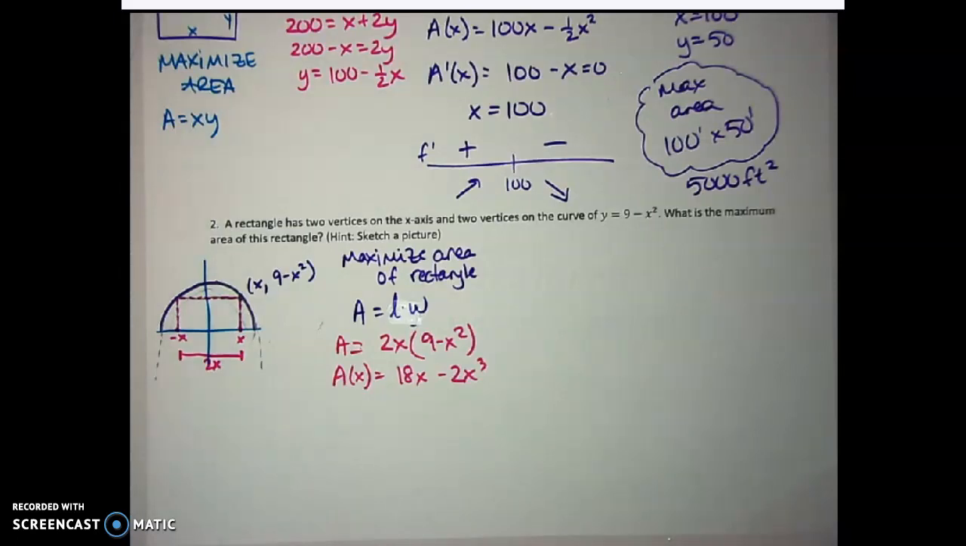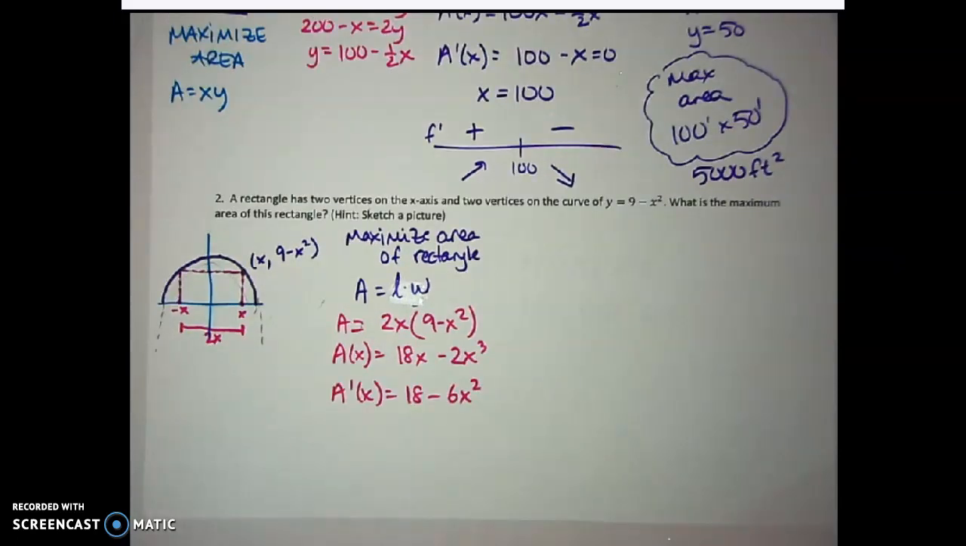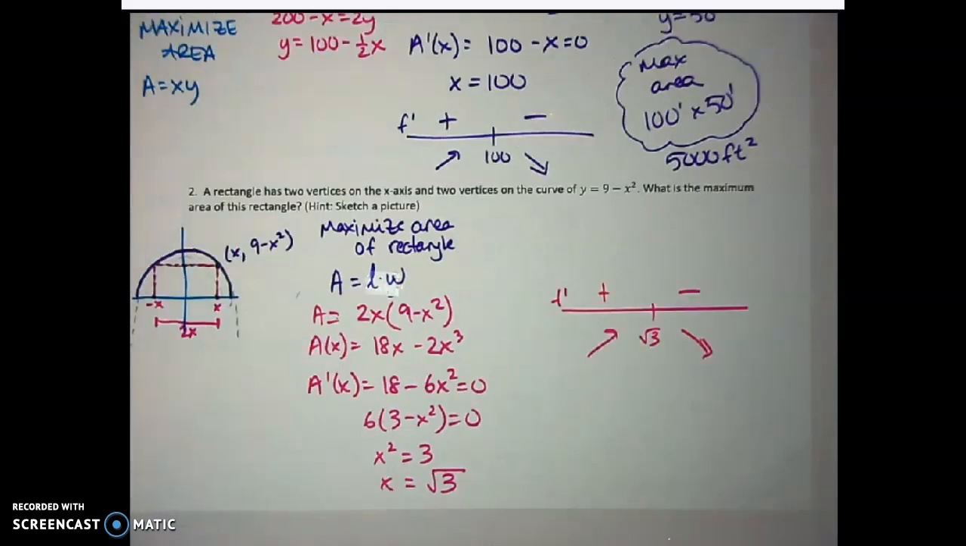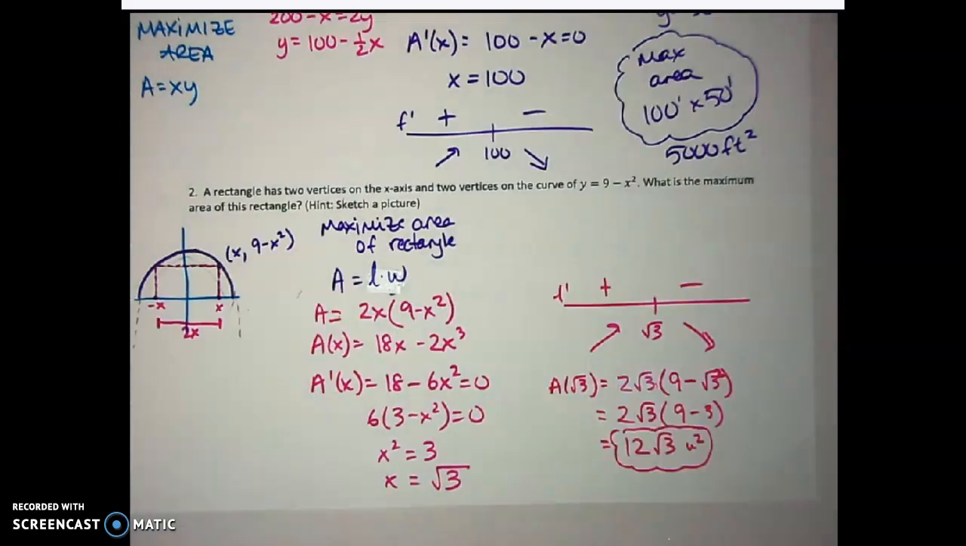Now we need to find the first derivative and set that equal to 0. There's the first derivative, setting it equal to 0. I get that x equals the square root of 3. So now I need to do my first derivative test. The square root of 3 does in fact give me a maximum, so to find out what my area would be, I'm just going to plug that back into my original formula for the area of this rectangle. Plugging that in, I get that my maximum area would be 12 times the square root of 3 units squared.